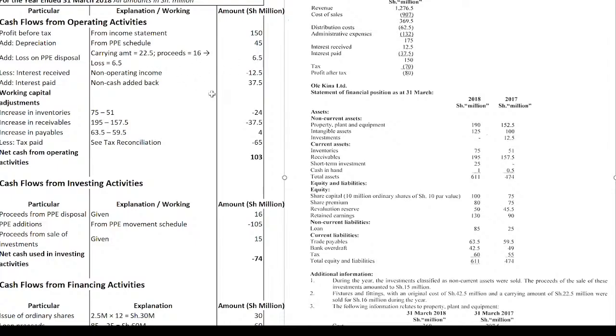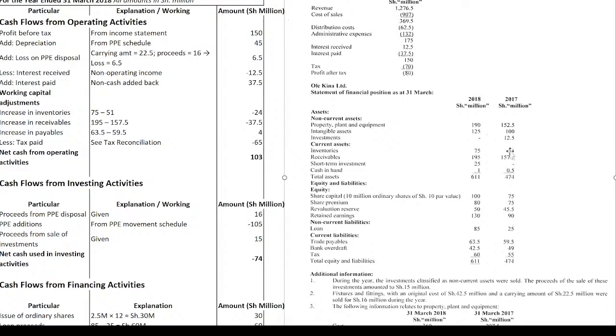Then you also have to adjust for the interest received, the non-operating income. So the interest received, as you can see, is 12.5. So you also have to deduct that, as well as we add what was paid, that 7.5. So we deduct what we received and what we paid. So that is the cash from operating activities before working capital.